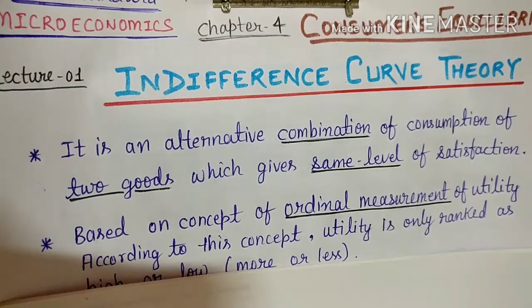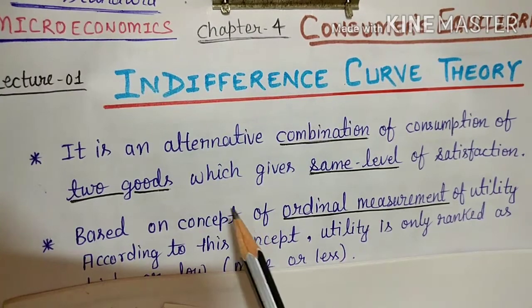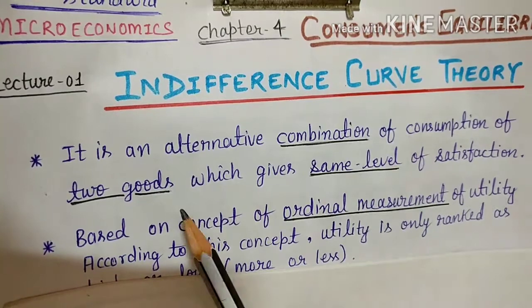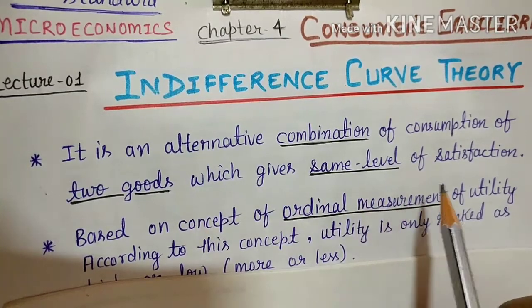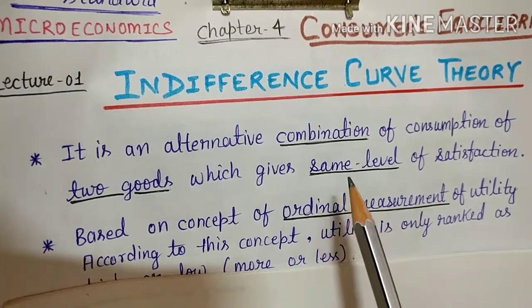And one more combination is there. Next day you are going to purchase 4 units of orange and 5 units of apples. This combination will also give the same level of satisfaction which was given by the earlier combination. So we can say it is an alternative combination of consumption of two goods which gives the same level of satisfaction. I will explain this more with the help of a schedule and diagram.